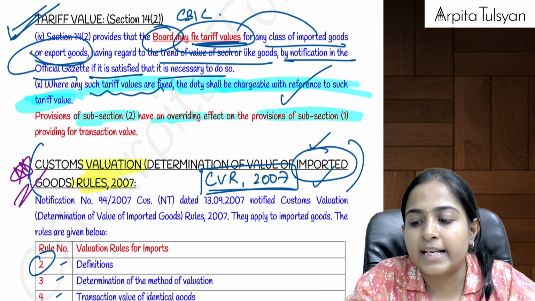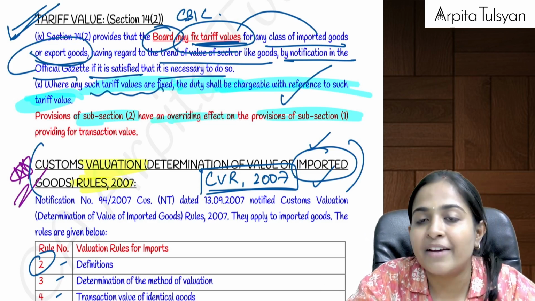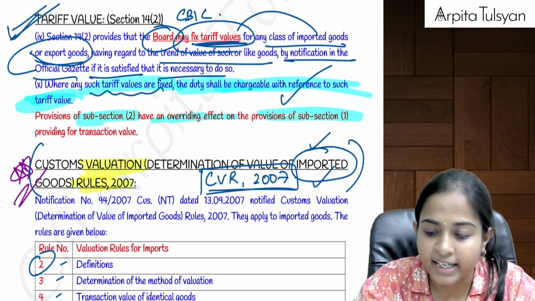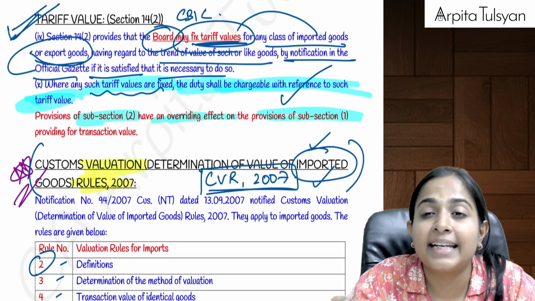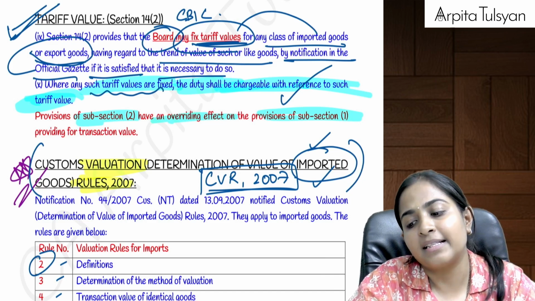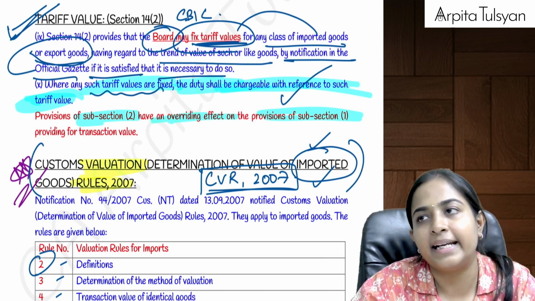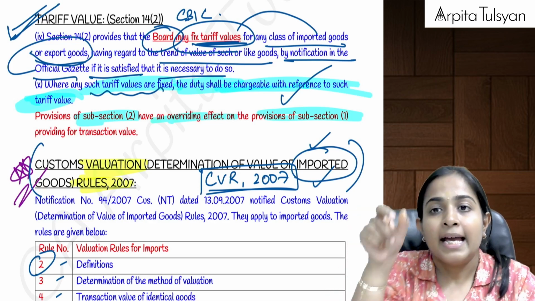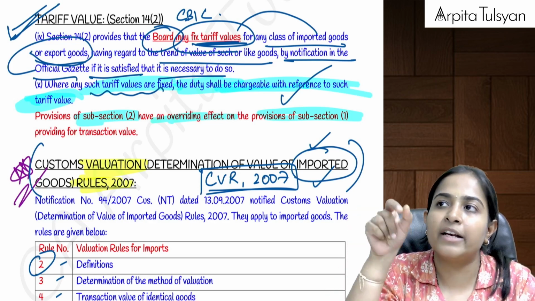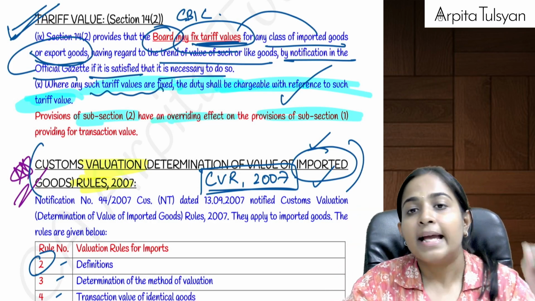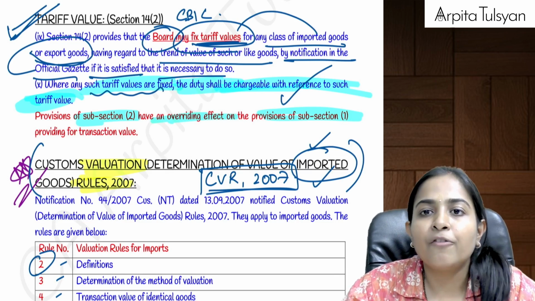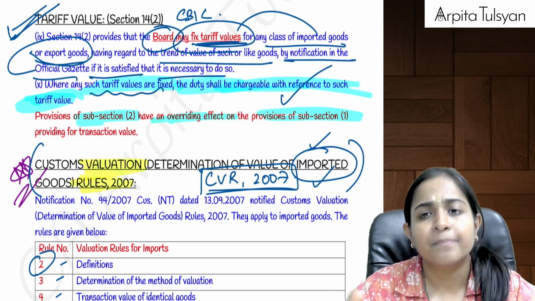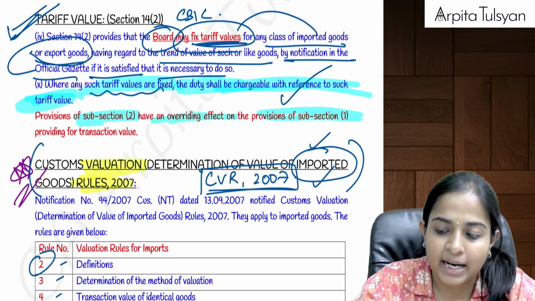Now 14.2 says that CBIC, by way of notification for certain category of goods, can fix tariff values. Okay, what do you mean by this? It can fix tariff value means, for example, this we had done in the classification of goods chapter also, that in the tariff schedule, suppose if the percentage is not given, then they can also say that, for example, for every 1 kg of food grain imported, custom duty is equal to 50 rupees per kg. That way also the customs duty can be made applicable.